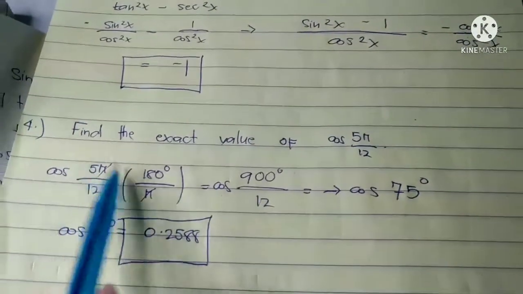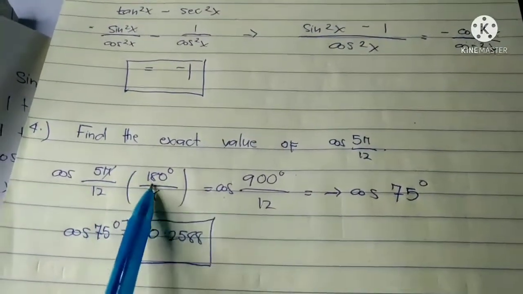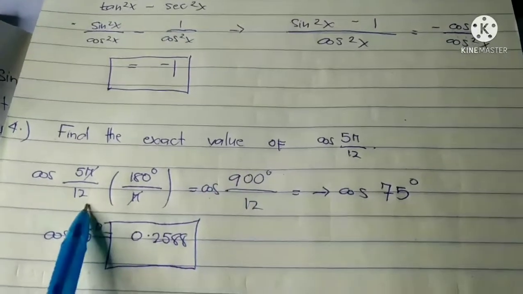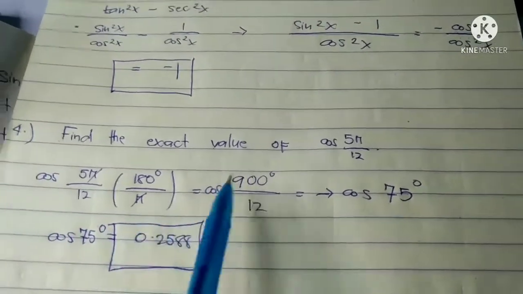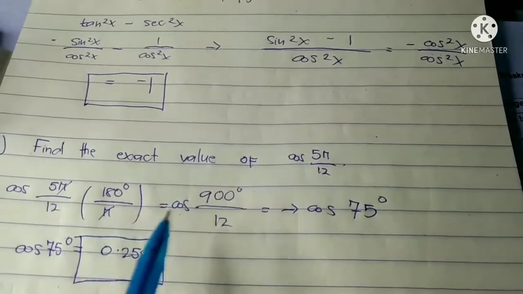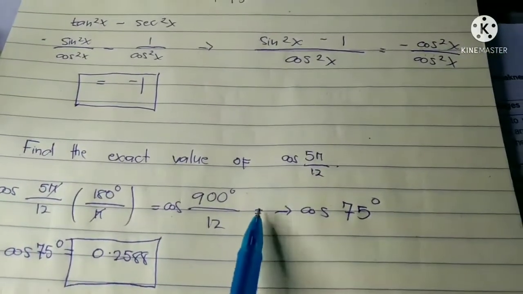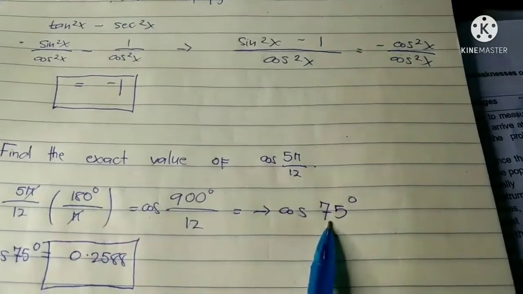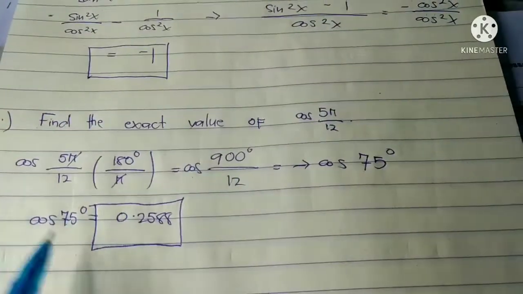Then we can multiply 5 times 180 degrees, which is equal to 900 degrees, over 12 times 1, which is 12. So we have cosine 900 degrees over 12. Then 900 divided by 12 is equal to 75. So we have cosine 75 degrees.